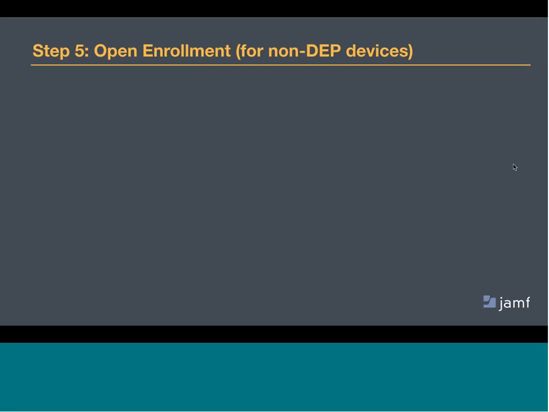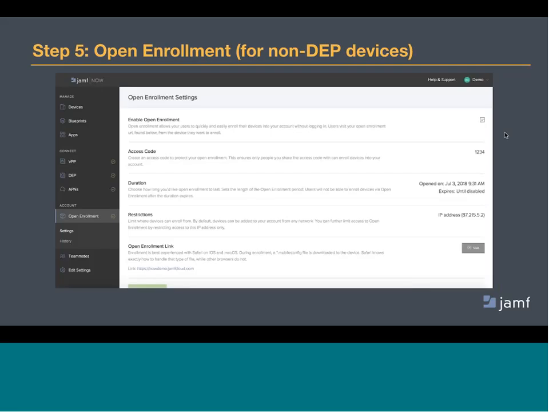Now the last part here is getting devices into Jamf Now. We saw how we can get them via DEP. Once you have all those devices assigned and you've got the blueprints, you simply need to turn them on. We're going to take you through a demonstration of that in just a second. But for those of you that are not leveraging Apple's device enrollment program, you would go through open enrollment.